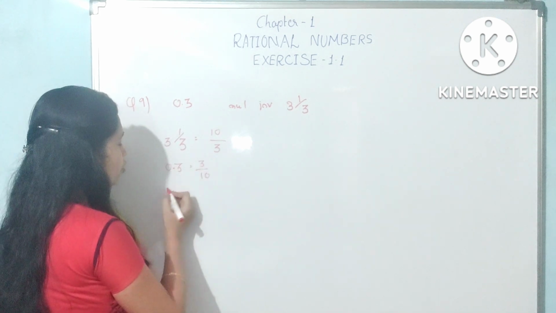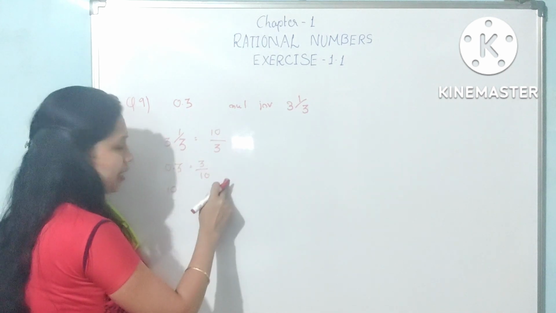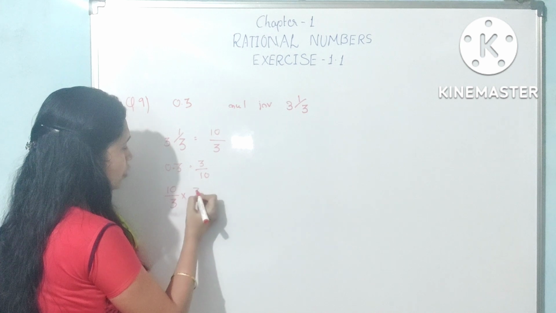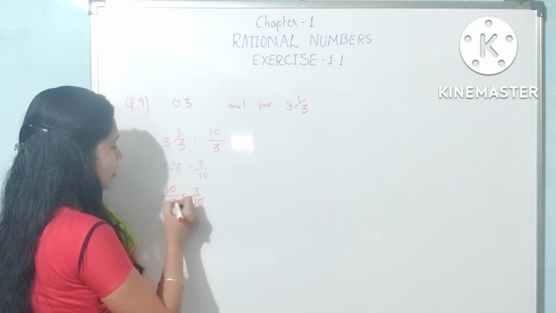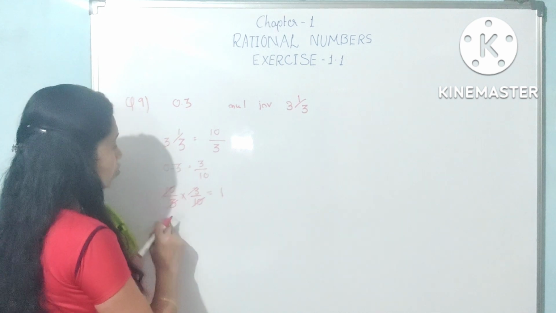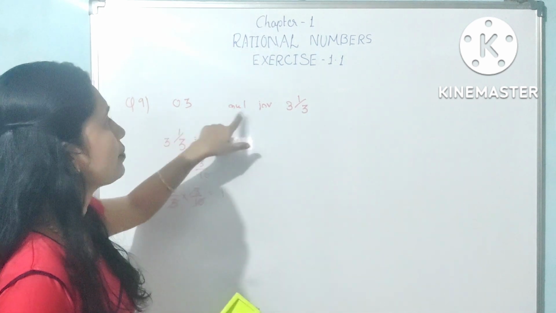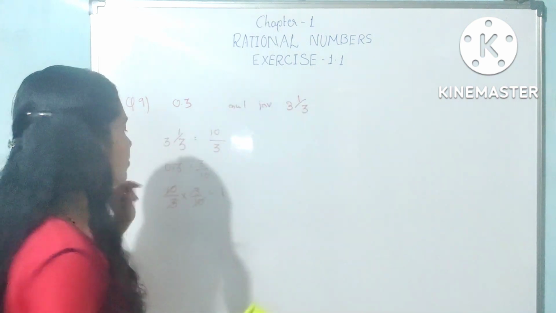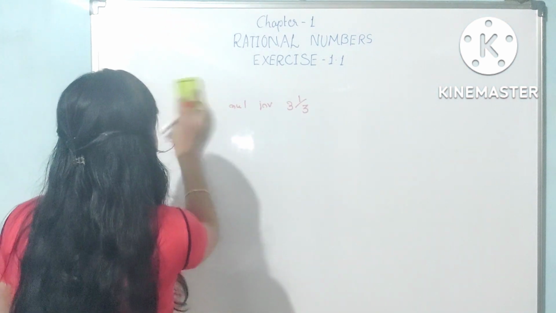So what we have to do is multiply both. Hence 10 by 3 into 3 by 10. 10 and 10 get cancelled, 3 and 3 get cancelled. So the value is 1. What can we say? 0.3 is a multiplicative inverse of 3 1 by 3.